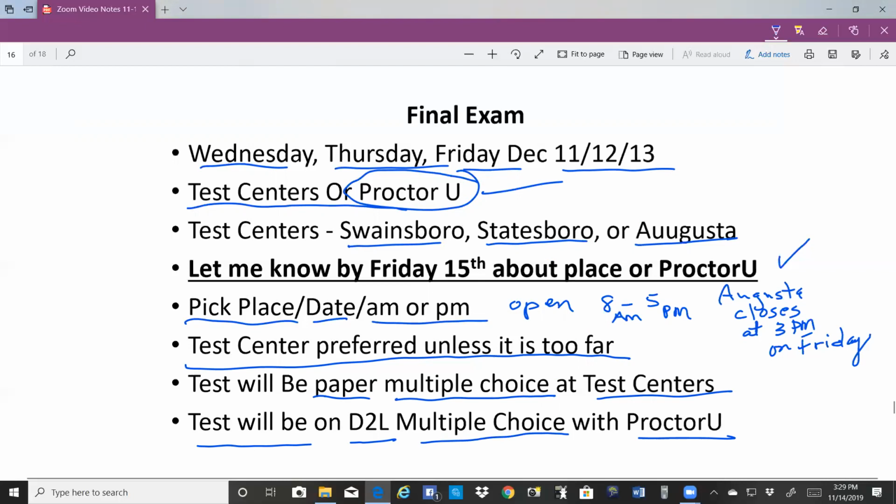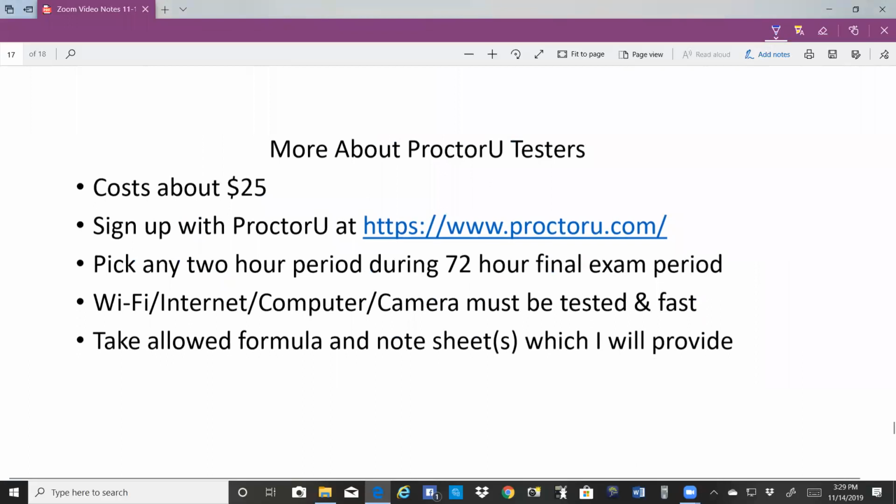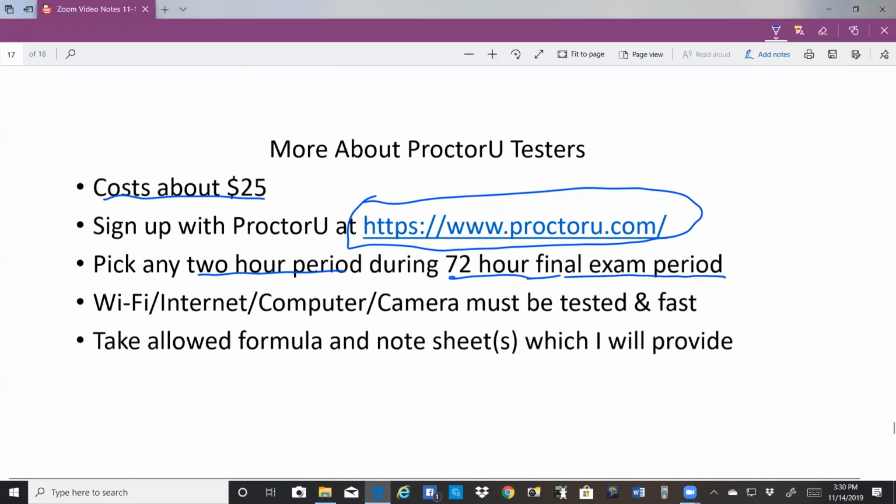And the ProctorU will be given the password for you to get into the test as you take it. They will put in the password for you. More about the ProctorU. It costs about $25. You can sign up for ProctorU, and we'll go to this website in just a moment and sign up. And after you sign up and get a username and a password, you need to then pick any 2-hour period during the 72-hour final exam period.